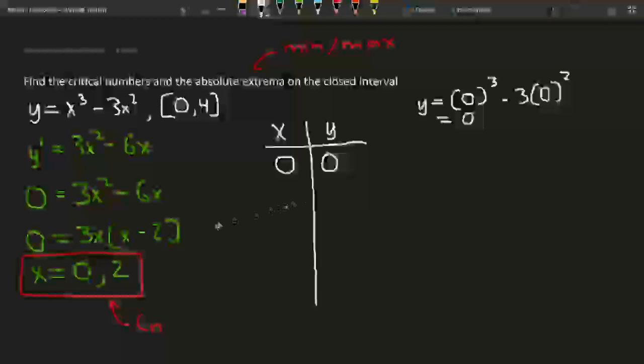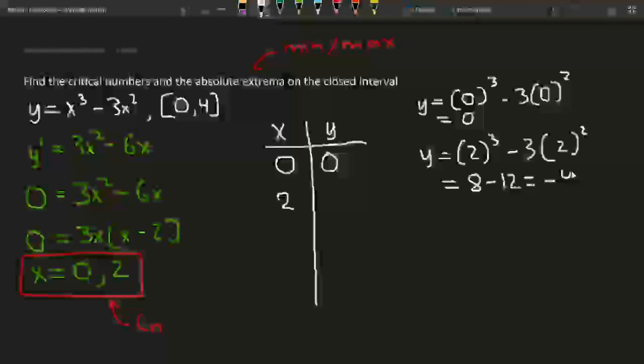And then the next value we have is 2. So 2, and then we plug it into here again. Y is equal to 2 cubed minus 3 times 2 squared. So 2 cubed is equal to 8. And then negative 3 times 2 squared, well, 2 squared is 4, and negative 3 times 4 is just negative 12. So this is equal to 8 minus 12, which is equal to negative 4.